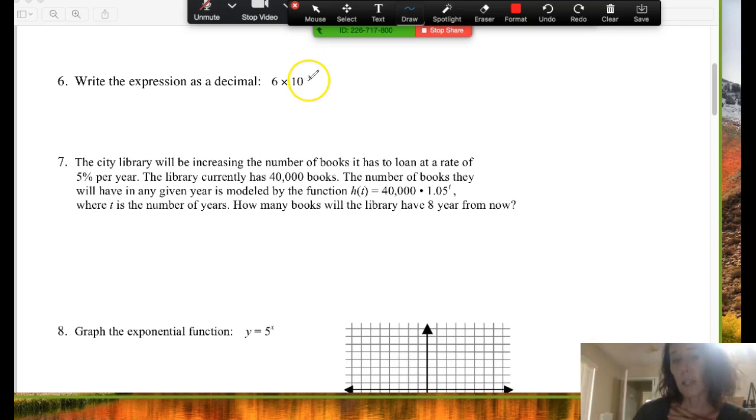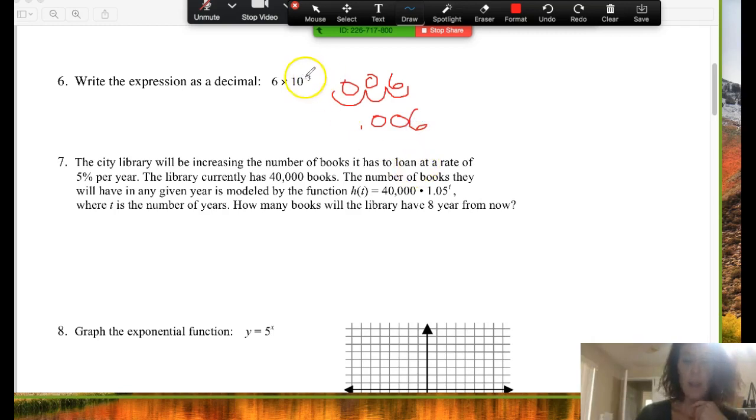Okay, I want to write this expression as a decimal. Remember what the negative exponent means. You can also think of it as this is in scientific notation. So I'm going to take 6, and my decimal is here after the 6, and the negative moves me to the left. It's going to make this smaller. So I'm going to move 1, 2, 3 spaces over.